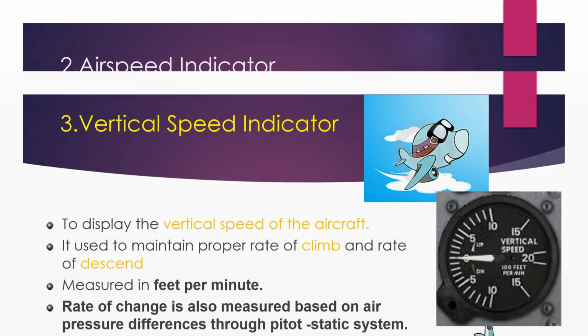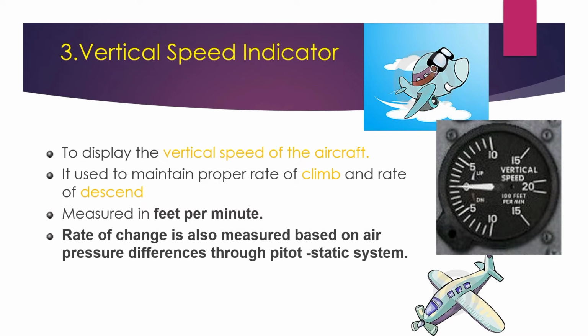Next, see the vertical speed indicator. It displays the vertical speed of the aircraft and is used to maintain the proper rate of climb and rate of descent, measured in feet per minute. The rate of change is also measured based on air pressure difference through the static system.